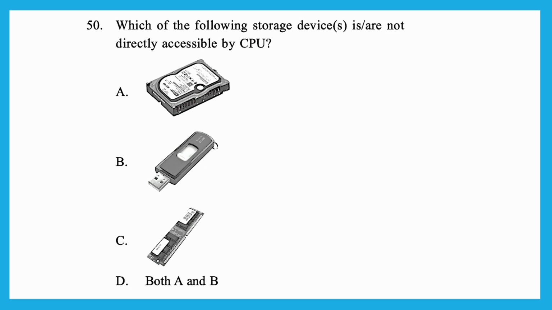B is your pen drive or USB, that is again a secondary device, so CPU will not be directly able to access it. C is a DIMM, which is a type of RAM module, and RAM we all know is a primary device, or you can say the volatile memory. So this is something which CPU can directly access. For us, the right answer should be option D. Both A and B, that is Western Digital Raptor hard disk and pen drive, are not directly accessible by CPU. With this, we have successfully completed or solved our Class 6 IGKO 2022 Set B question paper.